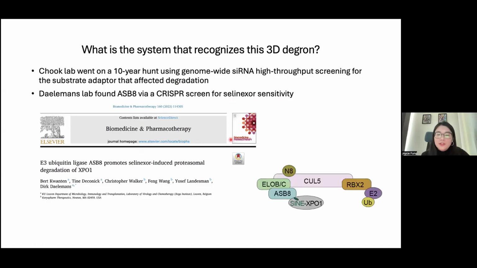And when we saw this and we looked back at our target, we were able to piece together now the machinery that's likely responsible based on the data that we had. So it's likely a Cullin-5 system, which uses Elongin B/C to recognize the substrate adapter ASB8, which would recognize the SINE-conjugated Expo1. And Cullin-5 uses RBX2 to recognize the respective E2s that would be responsible for this process. So we actually reached out and we formed a collaboration, and we were able to wrap up the story and publish together.